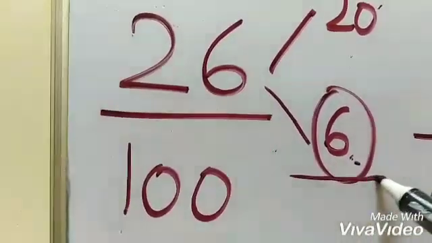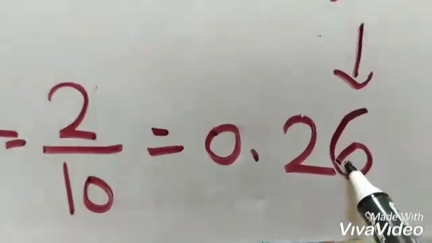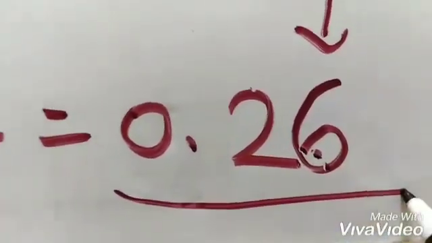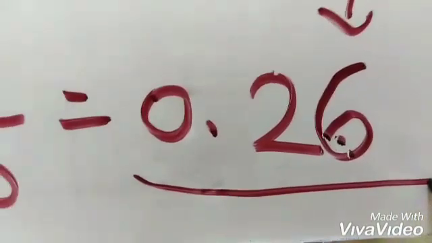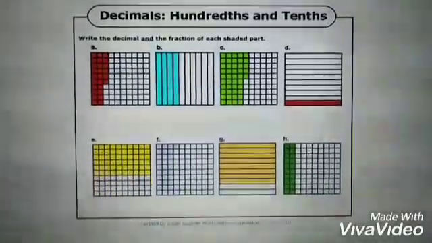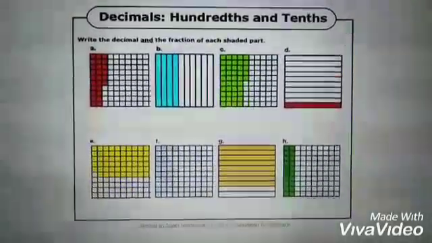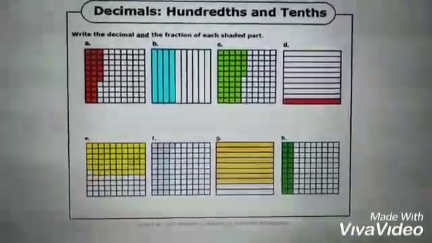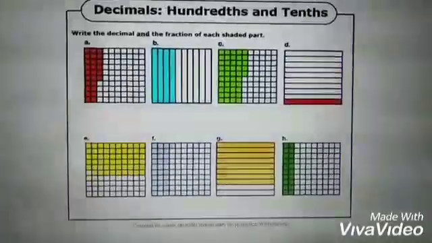Now we still have 6/100ths. We can write 6/100ths in the hundredths place, and the decimal will be 0.26. In letter B, there are 10 equal parts, 4 out of 10 are colored. So the fraction is 4/10 and the decimal is 0.4.